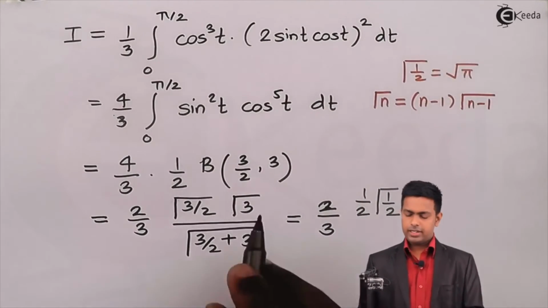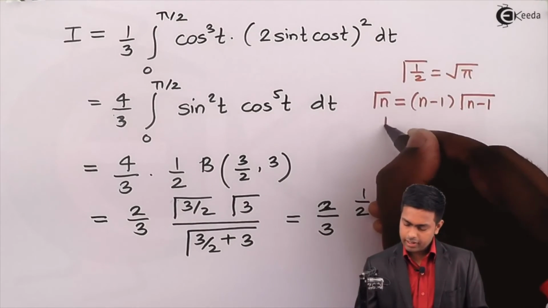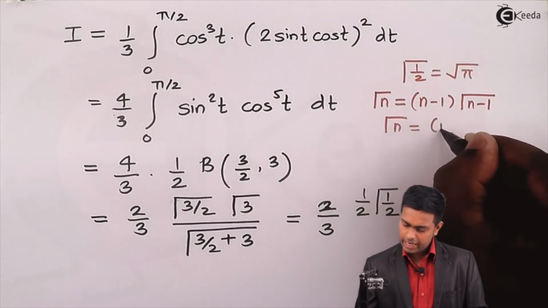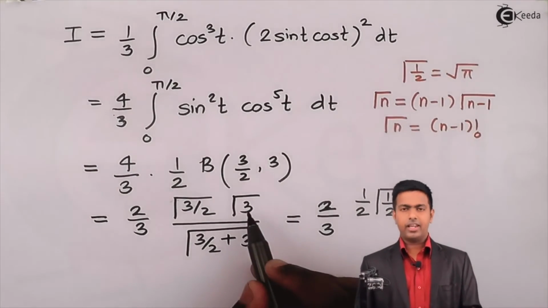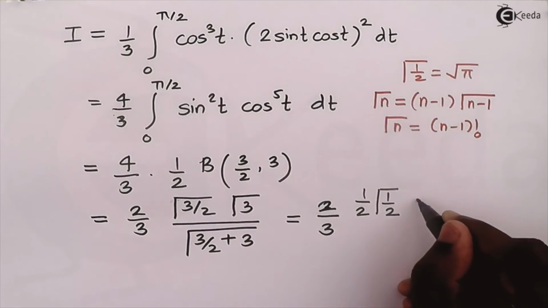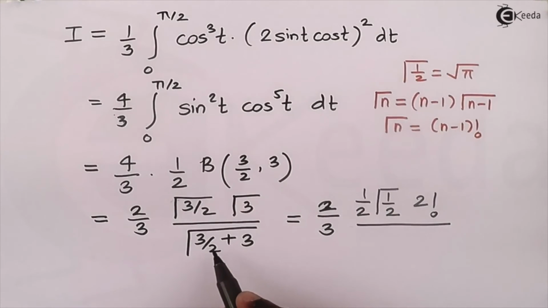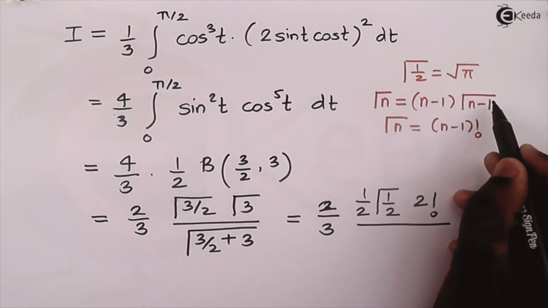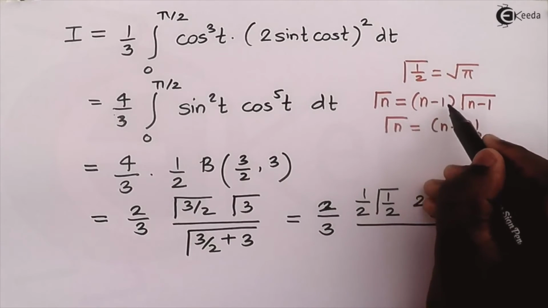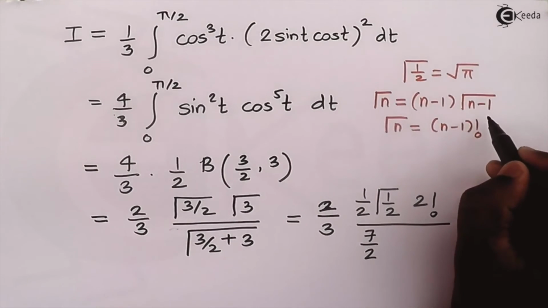Next, for this gamma 3, we will use one more property, that is gamma n is equal to n minus 1 factorial. So guys, here we have 3 gamma 3, which is nothing but 2 factorial upon, this will give us 9 upon 2, and for 9 upon 2 I will again use this property, so that will become 9 upon 2 minus 1, that is 7 upon 2 into gamma 7 upon 2.